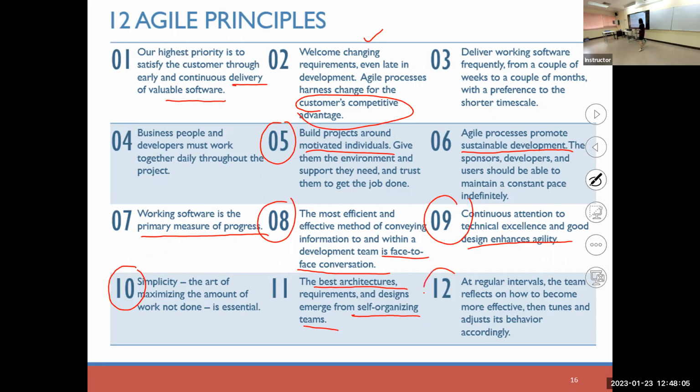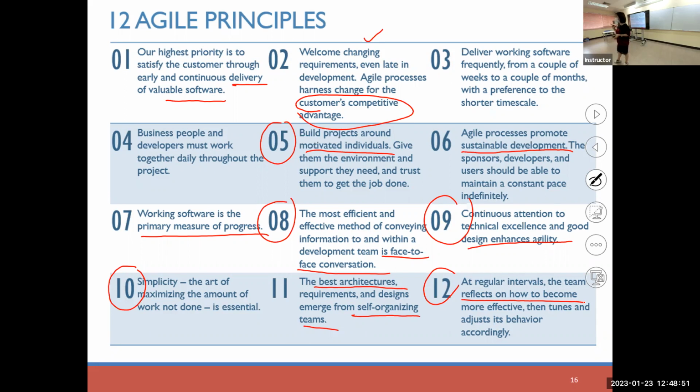Number 12, and we will see how we can encourage those kinds of spirits, promote those spirits. At regular intervals, the team reflects on how to become more effective, then tunes and adjusts behavior accordingly. So it's teamwork. Every iteration focuses not only on the work and on working with customers to produce working software, but also on team communication, team development, teamwork, and team motivation, through what is called a retrospective.